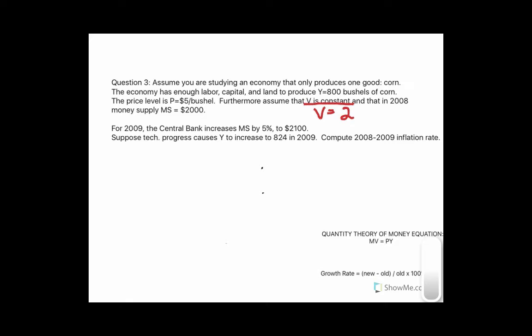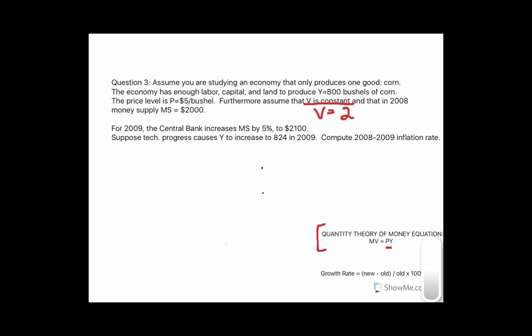So moving on to the second part of this problem, for 2009, the central bank increases the money supply by 5% to 2,100. Suppose technological progress causes Y to increase to 824 in 2009. Compute the 2008 to 2009 inflation rate. All right. So before we go ahead and calculate the inflation rate, first we have to use this equation down here to find out how this increase in the money supply affected our price.